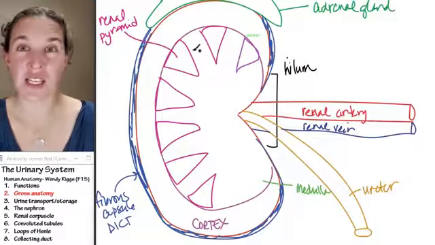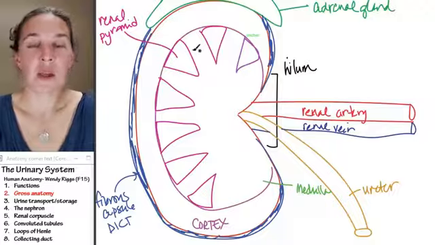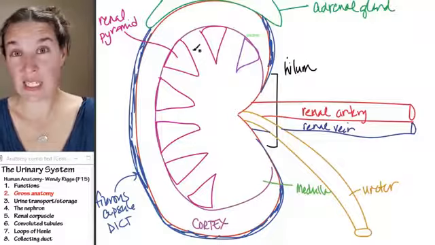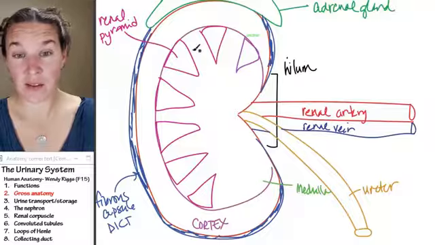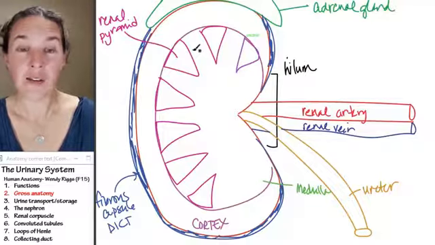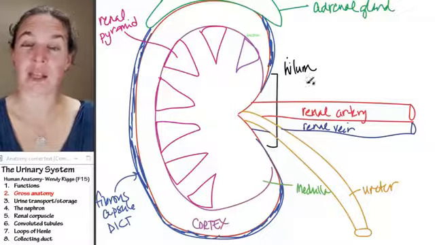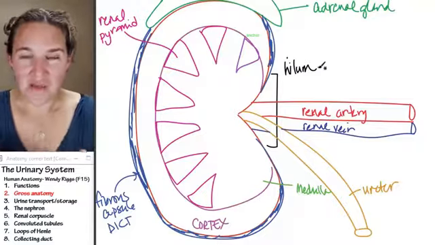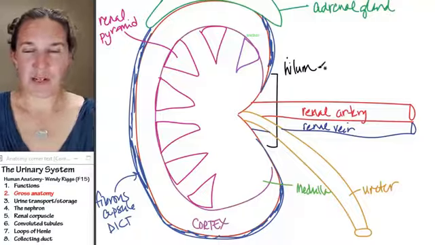Fantastic. Correct the falsie on an exam could be: renal pyramids are found in the cortex of the kidney. Are they? No, doggies. They're found in the medulla of the kidney. Now, we'll look at the microscopic structure of what makes up a renal pyramid.